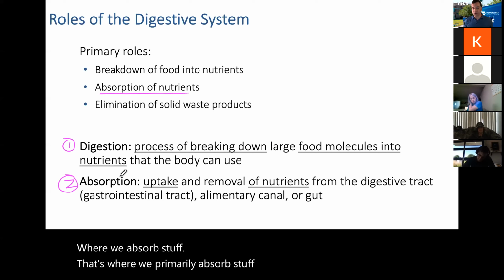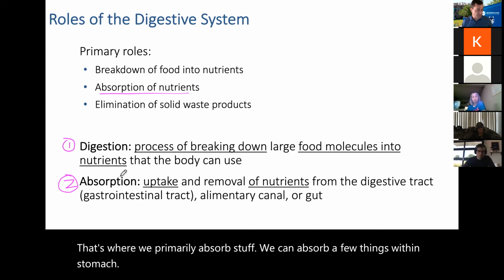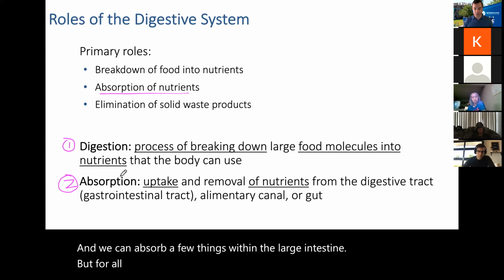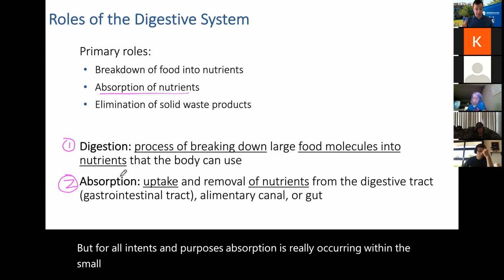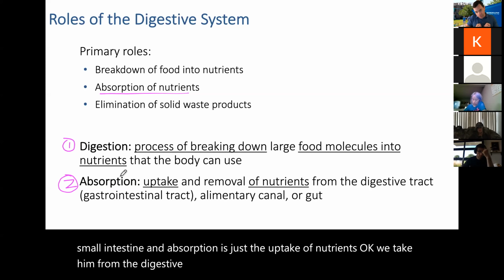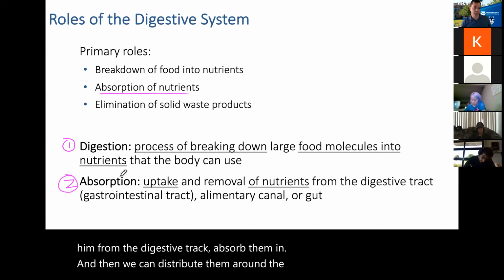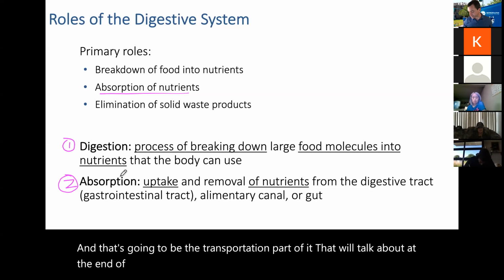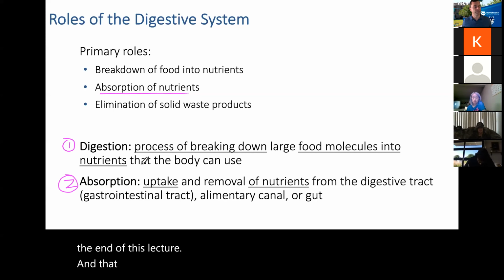We can absorb a few things within the stomach, and we can absorb a few things within the large intestine. But for all intents and purposes, absorption is really occurring within the small intestine. And absorption is just the uptake of nutrients. We take them from the digestive tract, absorb them in, and then we can distribute them around the body. And that's going to be the transportation part of it that we'll talk about at the end of this lecture. And that requires the blood, the circulatory system.